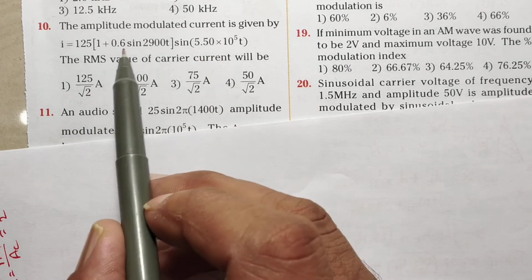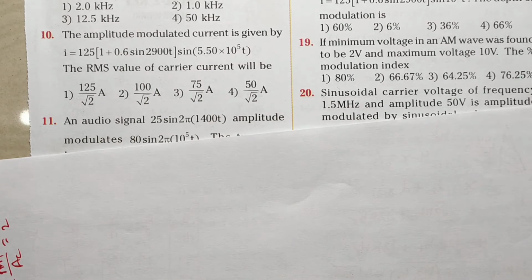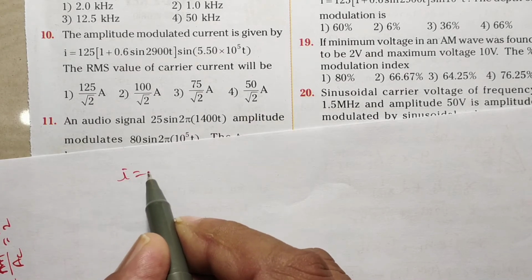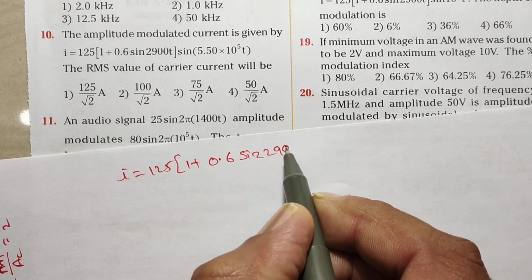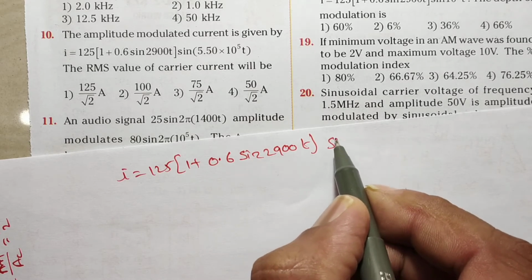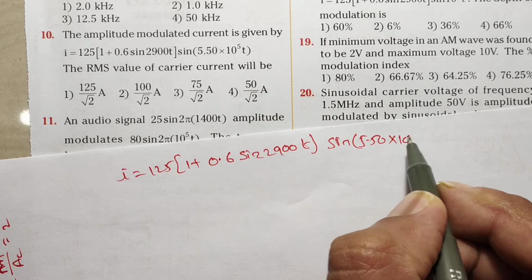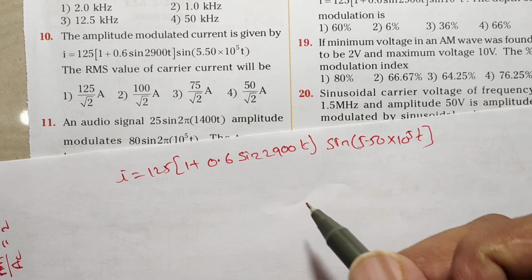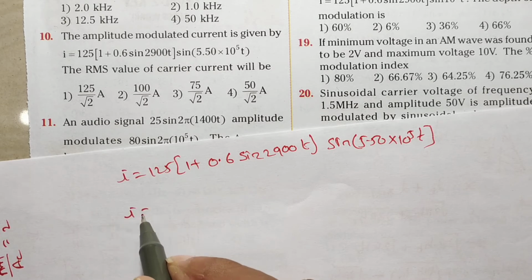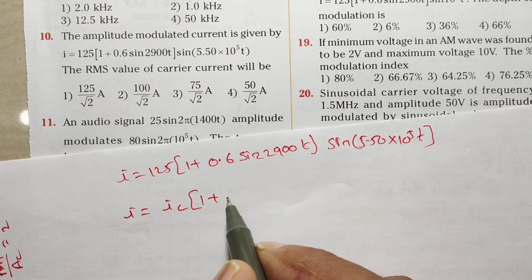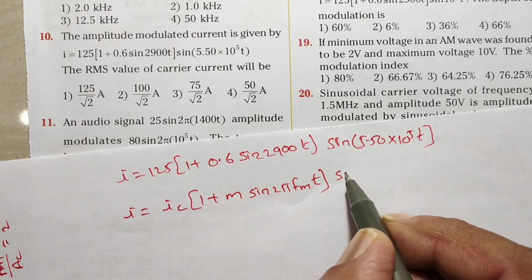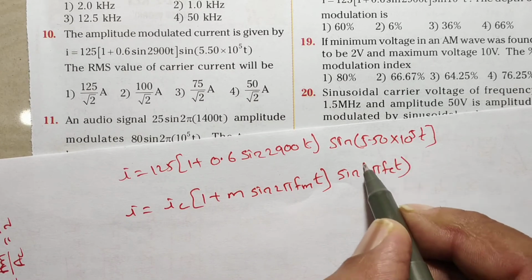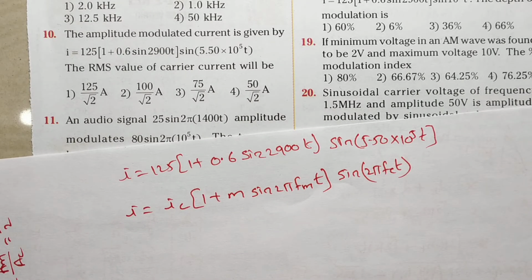The amplitude modulated current is given. We have to find the RMS value of the carrier current. They have given that I is equal to 125 into (1 plus 0.6 sin 2900t) sin (5.50 into 10 to the power of 5)t. Compare this equation with the standard equation, I is equal to IC into (1 plus m sin 2 pi fmt) into sin 2 pi fct.